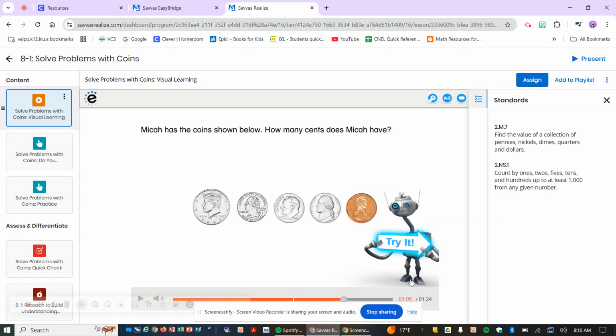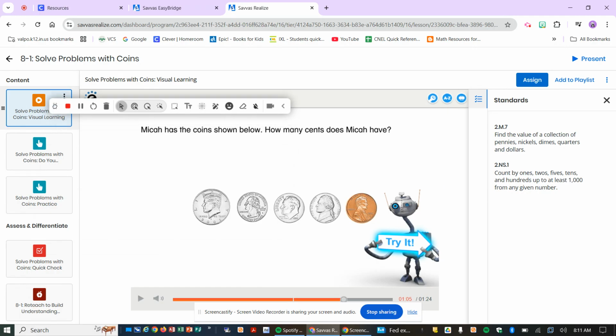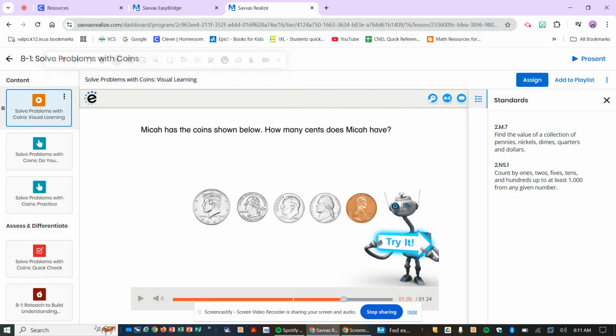Okay, we're going to scoot forward, but we want to think about identifying these coins and then adding them, which is why we worked so hard on our double-digit addition and subtraction before we started this unit. So your job is to identify this is a half dollar, a quarter, a dime, a nickel, and a penny, and then remember their values. So if we know a half dollar is worth 50 cents, then we know that we would start with 50, a quarter's 25, plus 10, plus 5, plus 1.